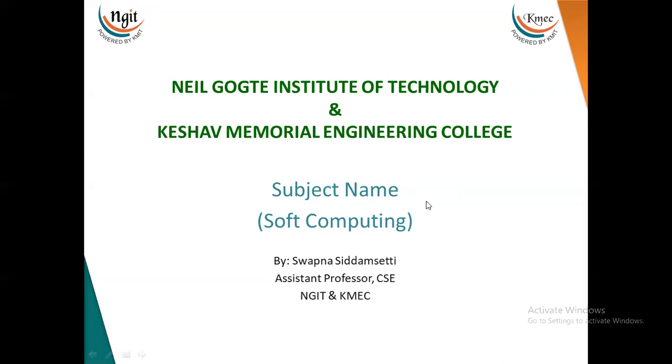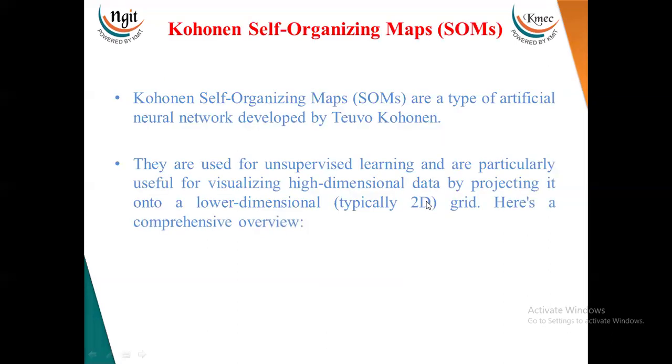Dear students, in this video, we are going to learn about Kohonen self-organizing maps. By the name itself, these are related to calculating the distance map, as we have done in radial basis functions. This was developed by T. Kohonen. These are used for unsupervised learning, for visualizing high dimensional data by projecting it onto a lower dimensional data grid. So if you have high dimensional data and you want a low dimensional projection, we can use this algorithm.